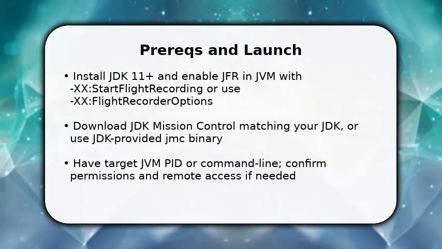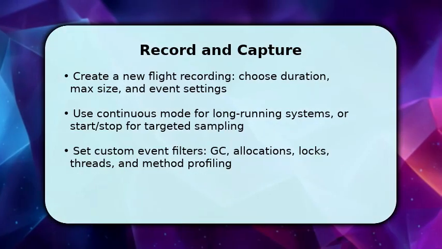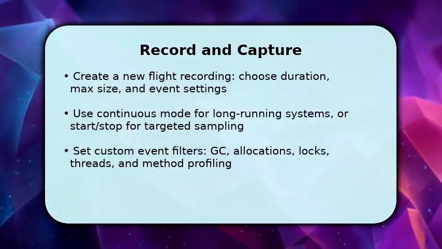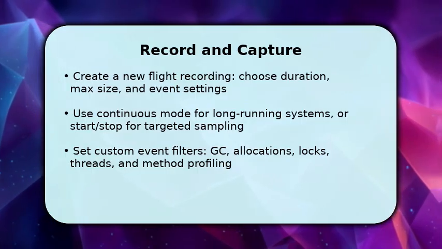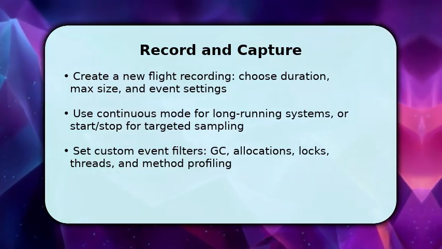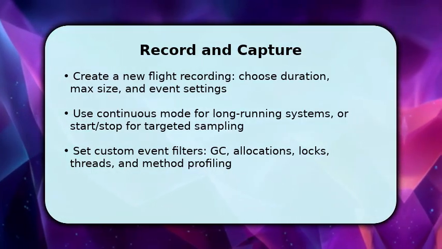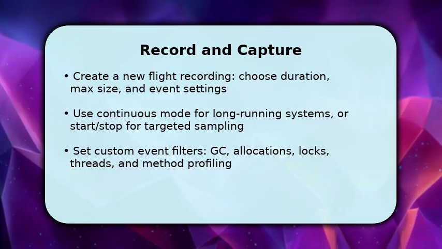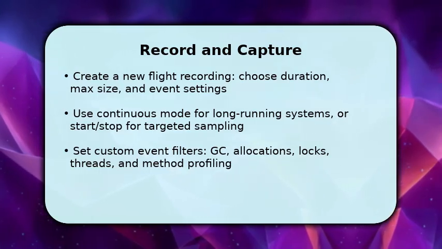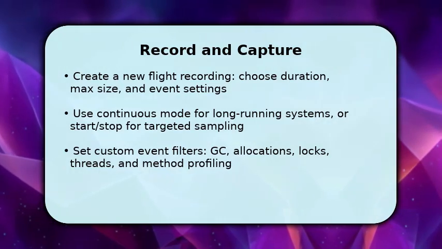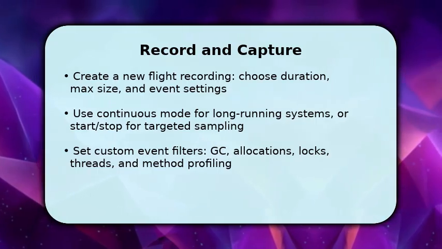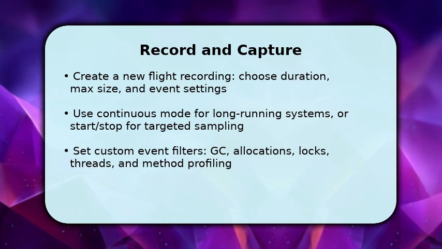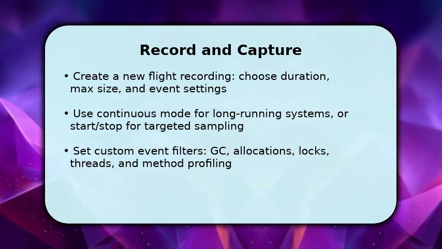You'll now create and configure a flight recording. Open the new recording dialog, pick a sensible duration and max file size, and enable events like GC and allocations for the behaviors you care about. Once configured, start the recording and observe live charts, CPU, heap, threads, so you can validate data collection. If you need continuous monitoring, toggle continuous mode and set rollover. Make sure to label recordings clearly. That makes later correlation and comparison far easier when you analyze complex traces.